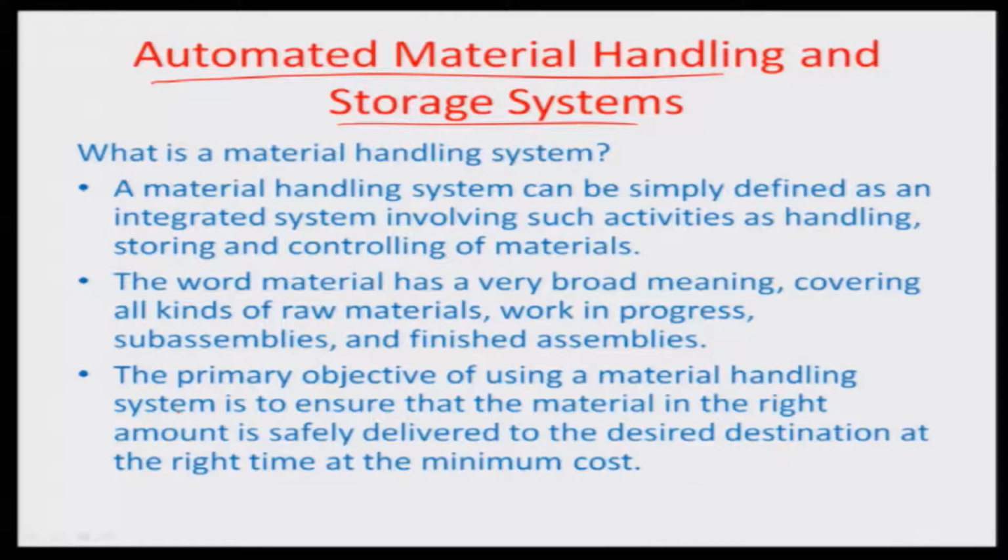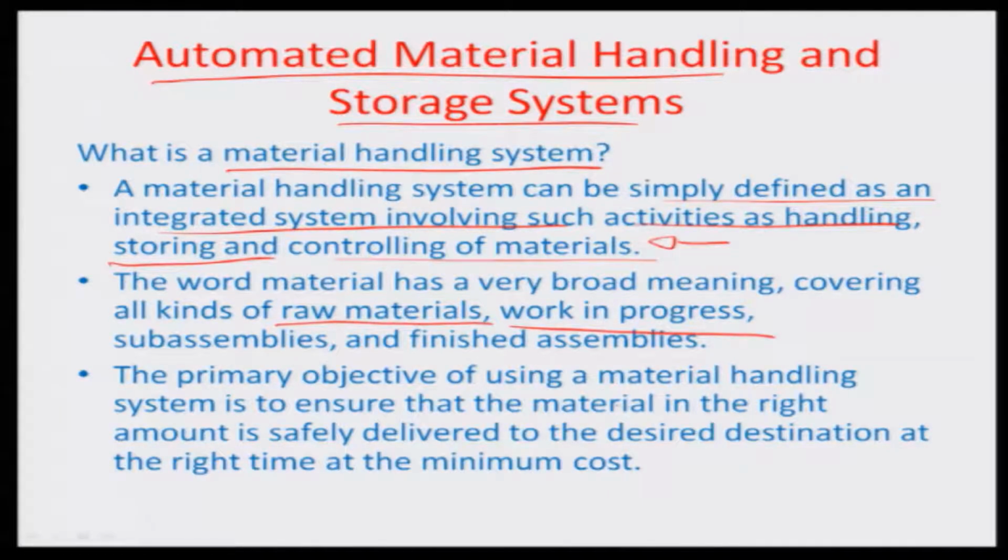So what is a material handling system? It is part of industrial automation. It is a system that can simply be defined as an integrated system involving such activities as handling, storing and controlling of the materials. And obviously the word material has a very broad meaning. It can cover all kinds of raw materials, it can cover work in progress during an assembly for example, or during a subassembly.